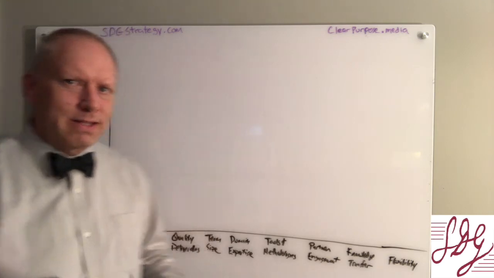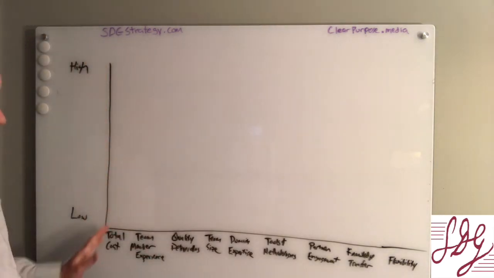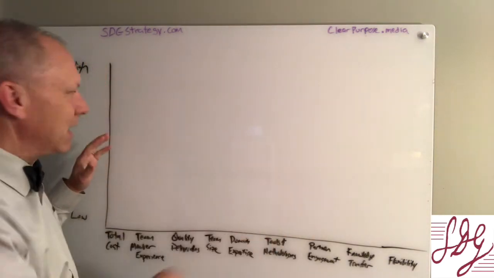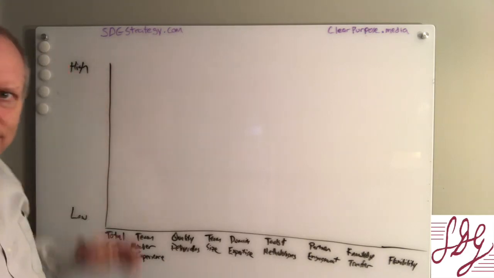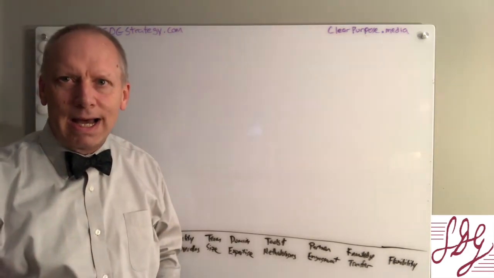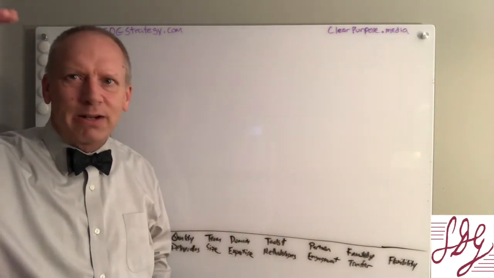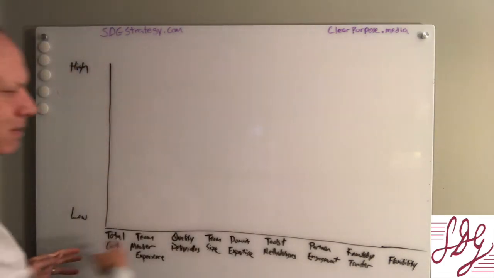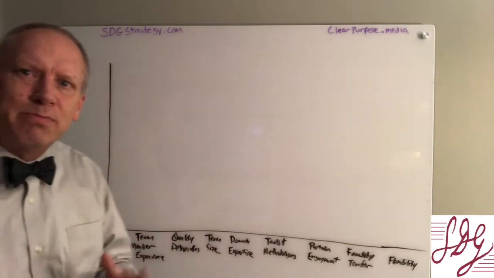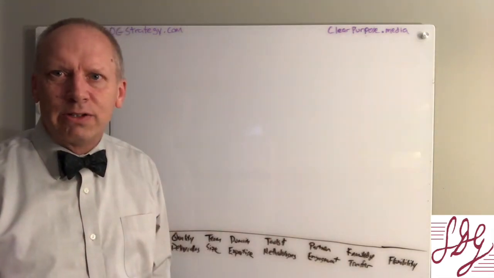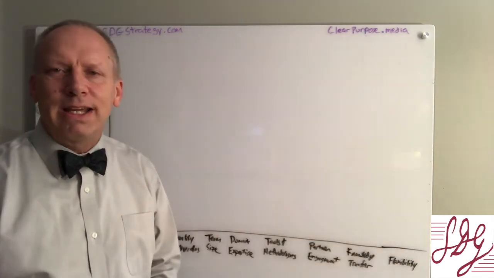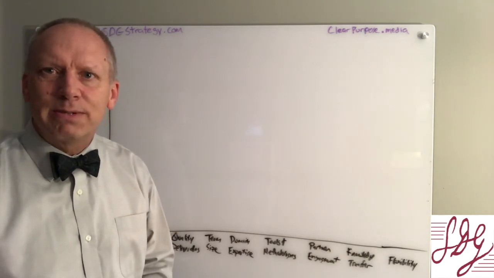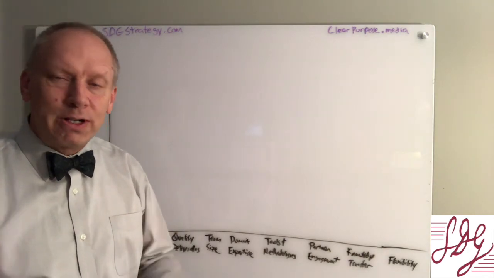The way that this canvas lays out is there's a vertical axis and there's a horizontal axis. The vertical axis is labeled low to high, and high isn't necessarily better than low. It depends on what you're talking about. Across the bottom, we have the different dimensions of competition. I've tried to lay out dimensions that I think are meaningful for my industry, which is business consulting, and for your industry, it'll be different.